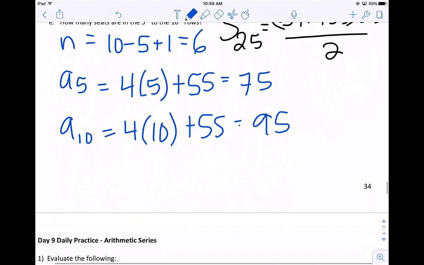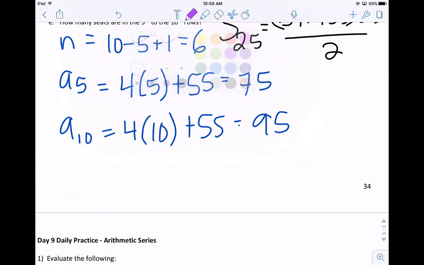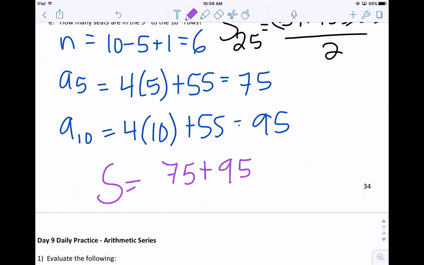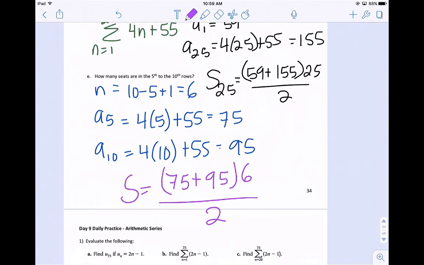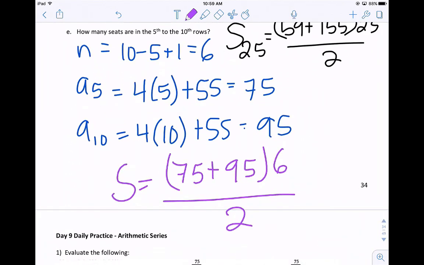All right, so we have everything we need here. Let's plug in to find the sum. And that would be the 5th row plus the 10th row times the number of rows divided by 2. Calculate that. We'll give you the sum of row 5 to row 10.